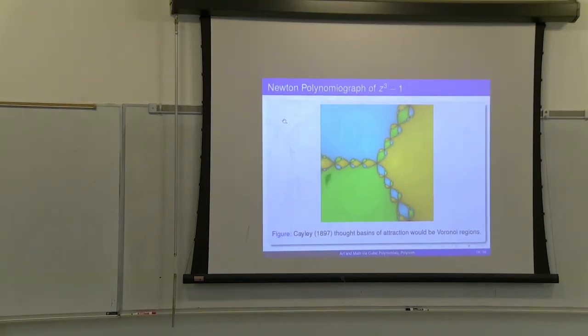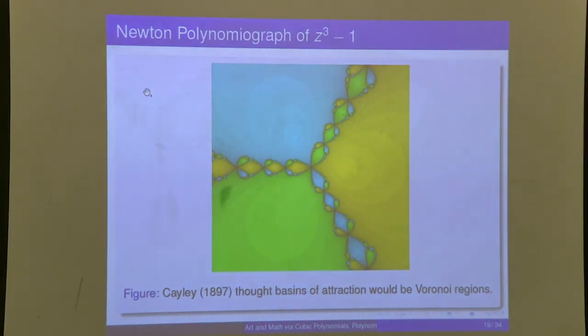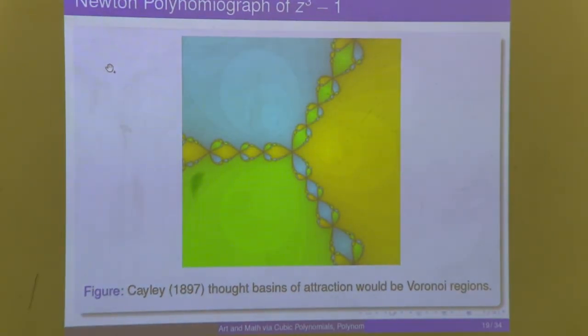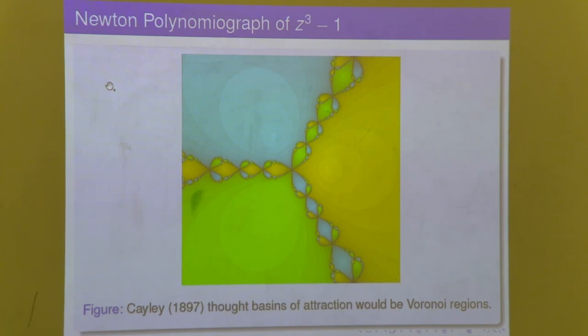Here is a polynomiograph, a fractal image of z cubed minus 1. We have all seen this, right? This was actually Cayley, the mathematician Cayley, in 1897. He thought about the basins of attraction. There are three roots, and the yellow represents the basin of attraction of one, and then the other colors for the other two. Cayley thought, because he didn't have a computer at his time, that the basins of attraction of the roots would actually be the Voronoi regions of the roots. Voronoi region is a very important concept in geometry, in computer science, animations, and all that.